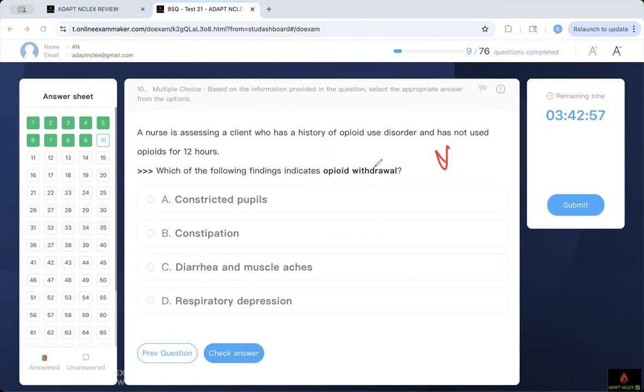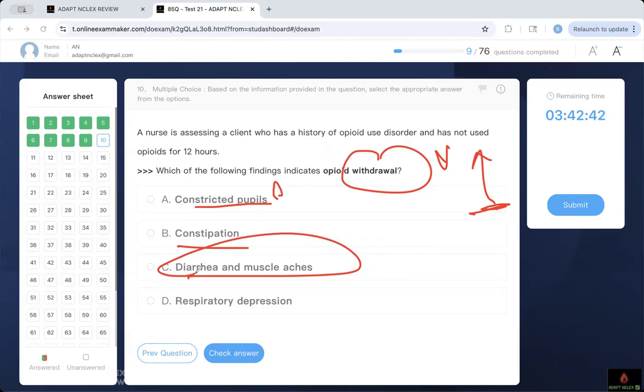If you don't have it, you're going to go upper. Therefore, constricted pupil is smaller. That's intoxication. Constipation, I'm going down. I'm looking for something, I'm going up. Diarrhea, a muscle cramp, or aches, I'm going up. And respiratory depression, I'm going down.